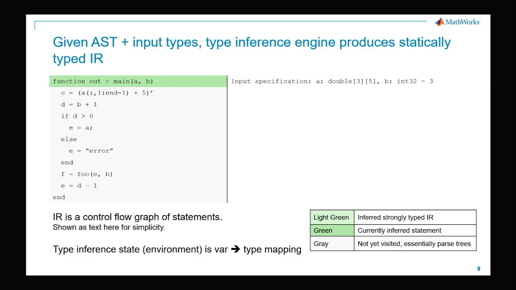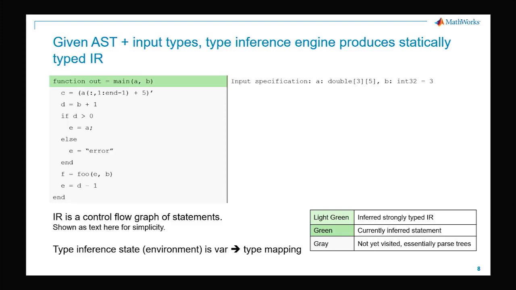So we start with a program being parsed into ASTs. We convert them to a control flow graph, essentially statements containing expression trees. And we're given by the user the specification of the entry point. In this contrived example, the first input is an array of doubles, the second input is an integer, and the user told us a value 3, meaning that they want to specialize this algorithm for that particular value.